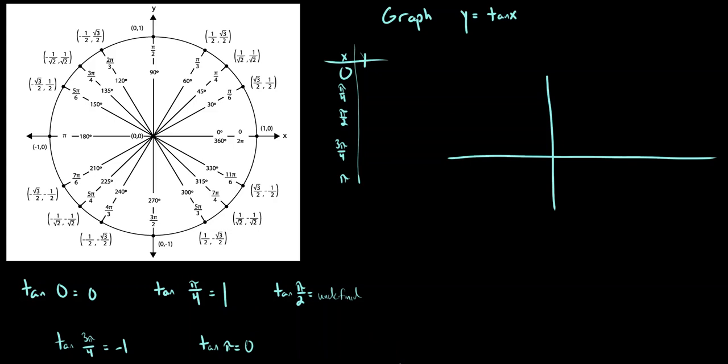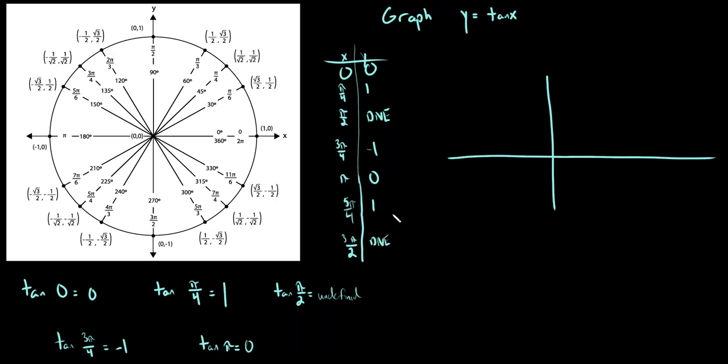Now, when I go ahead and plot these, we had 0, 1, this does not exist. I'm going to just put DNE for does not exist, negative 1 and 0. Now I can actually continue this, and notice how I'm going by pi over 4: 1 pi over 4, 2 pi over 4, 3 pi over 4, 4 pi over 4. If I wanted to, I could keep going, and you would see the exact same pattern emerging.